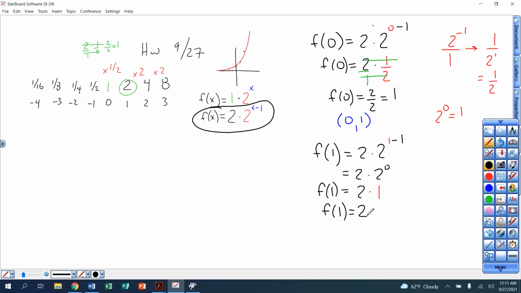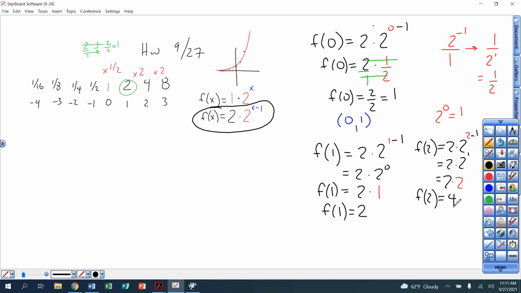Let's plug in 2. Put my 2 right here where x used to be. That gives me 2 times 2 to the first. 2 to the first is 2. And then that 2 times 2 gives me the 4. Second word is negative. Negative.